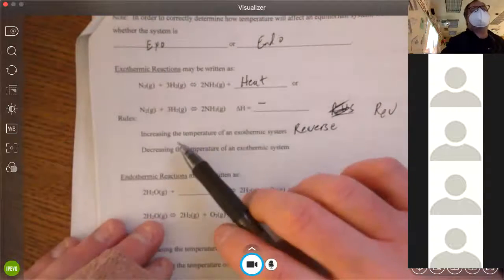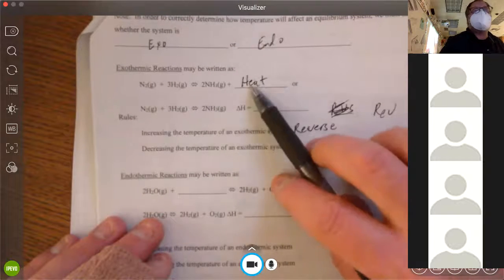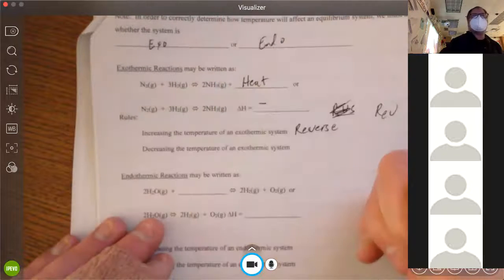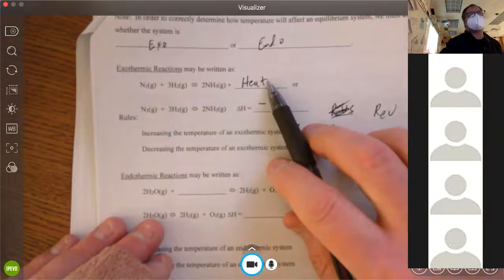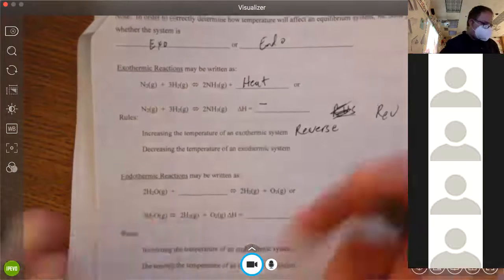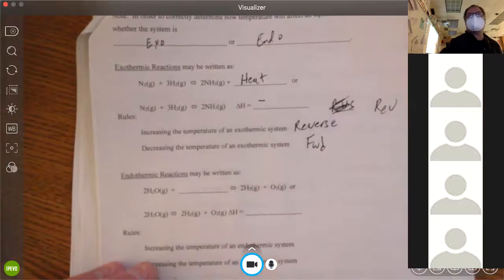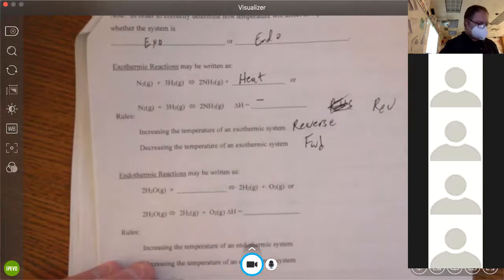So if we take a look, decreasing the temperature of the exothermic system is like pulling it out, grabbing it and pulling it out. What does the system do? Needs to make more heat. What makes more heat? Forward. Yeah, that's just so easier. FWD.